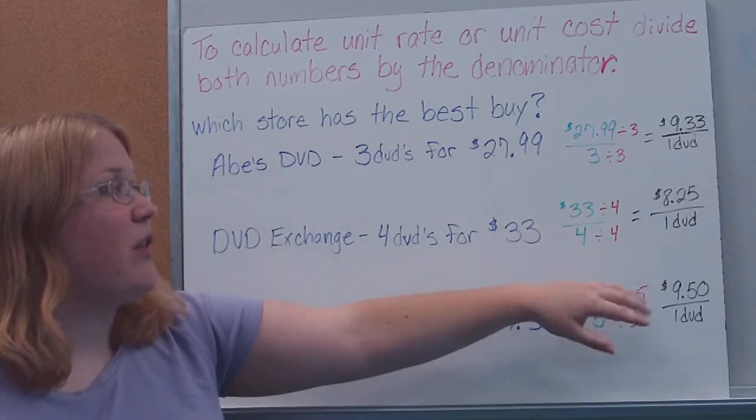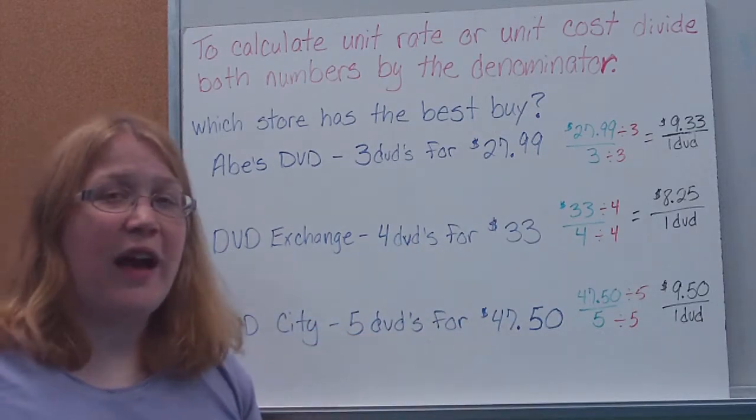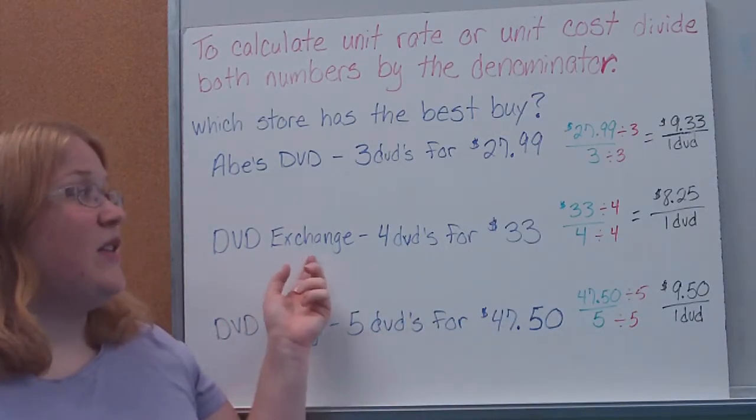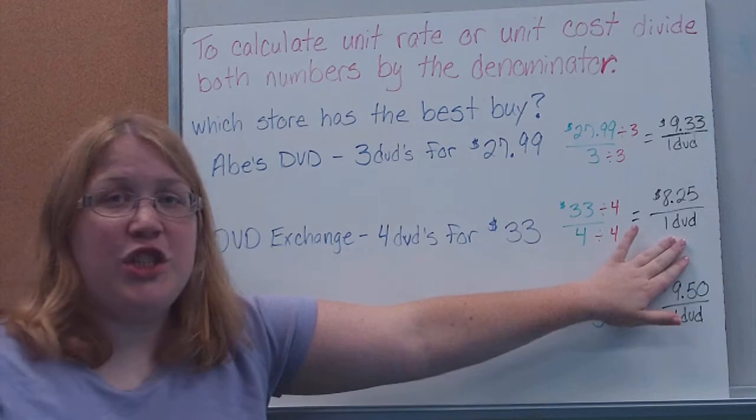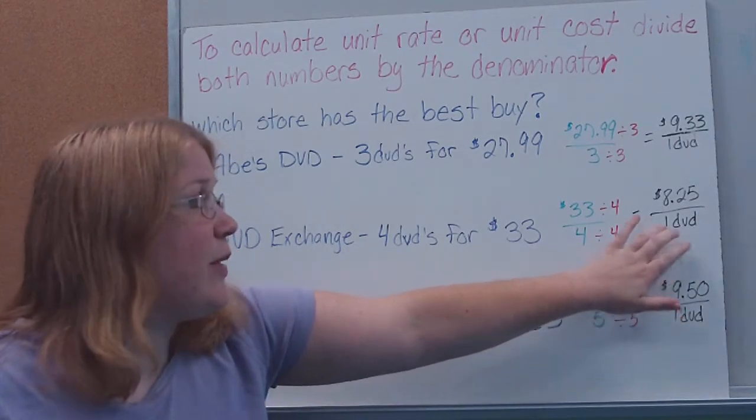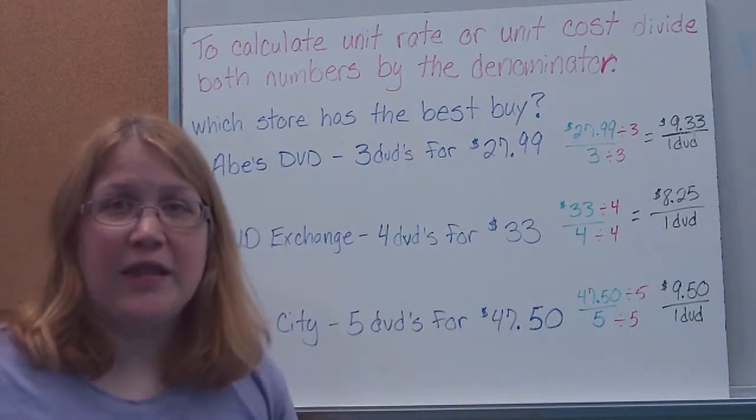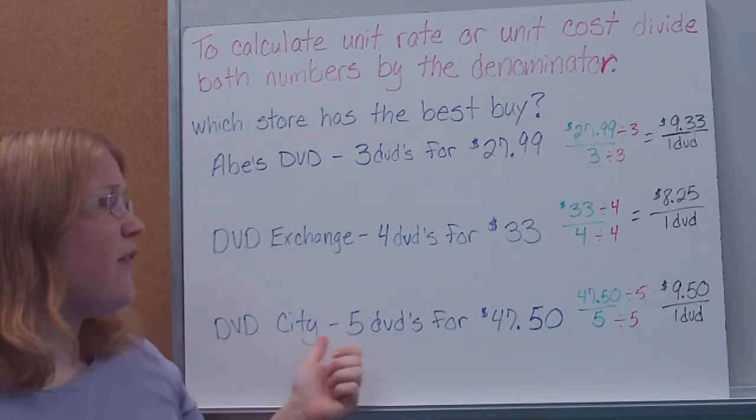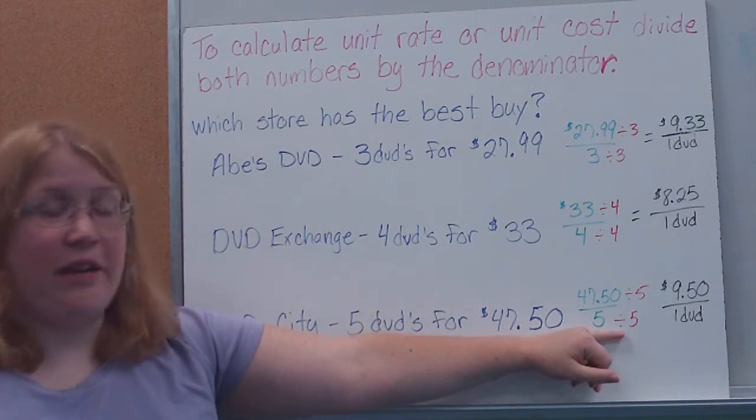So when I divide 33 by 4, I get $8.25. So what I find is at DVD Exchange, each DVD breaks down to being $8.25 each. And finally, at DVD City, I could get 5 of them.